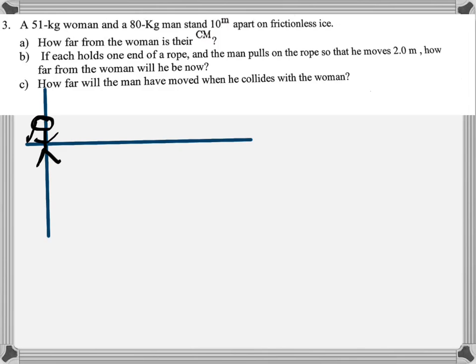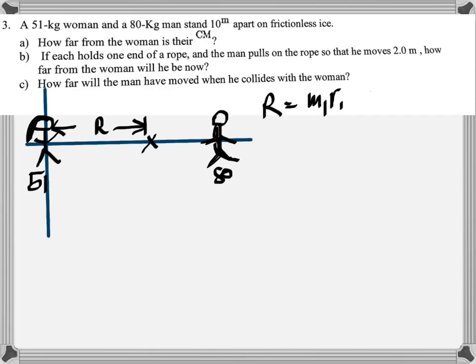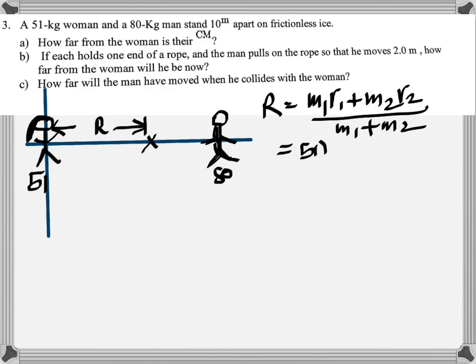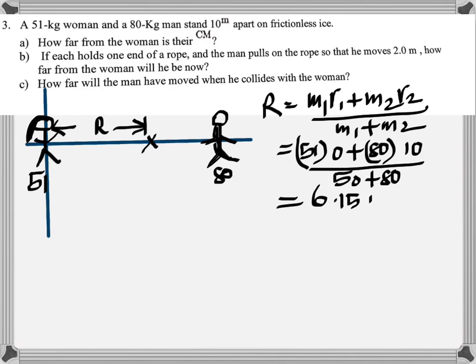Okay, here's the woman and the man, 10 meters apart. If you fix the origin at where the woman is, she is zero distance away. So when you use that formula, that becomes zero. You get it as 6.15 meter. Not a big deal.